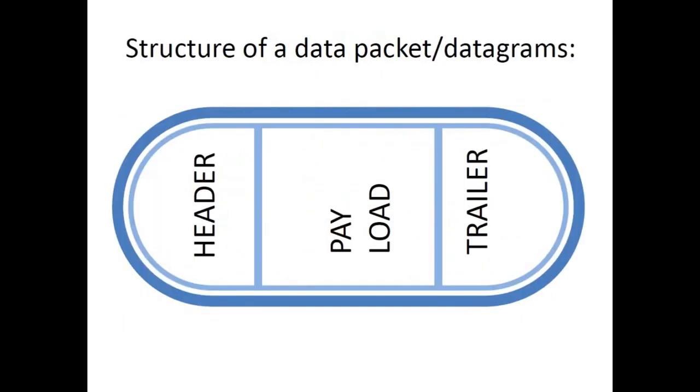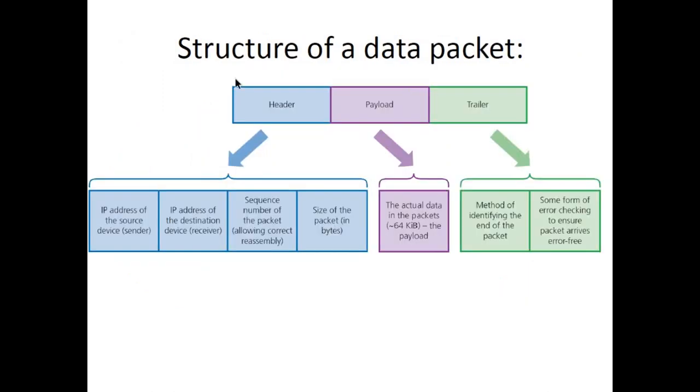Now, what is the structure of a data packet or a datagram? The structure is like this. There are three parts: a header, a payload, and a trailer. Now, inside the header, there are four things: the IP address of the source or the sender, the IP address of the destination or the receiver, the sequence number of the packet.